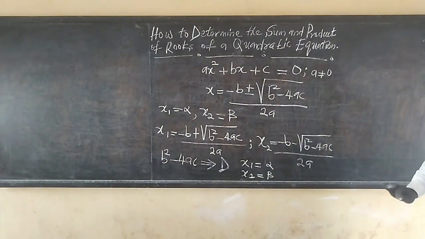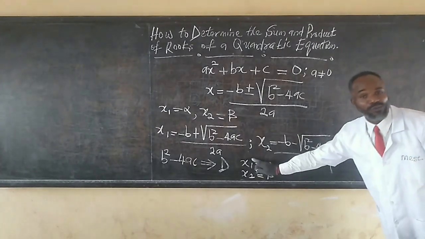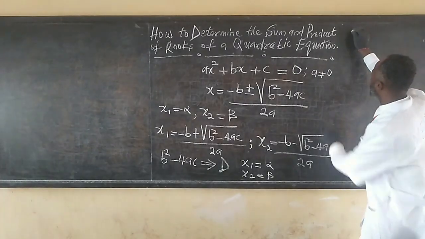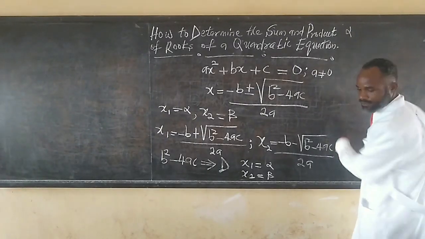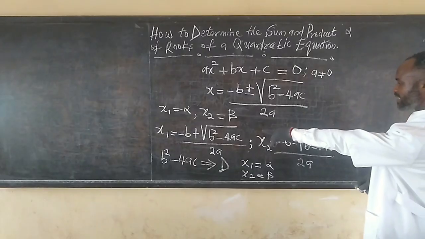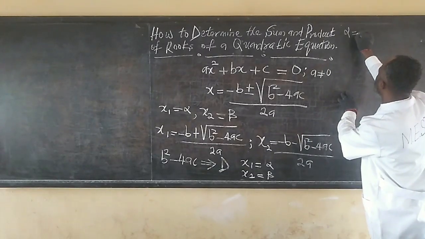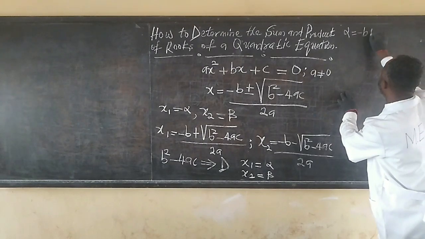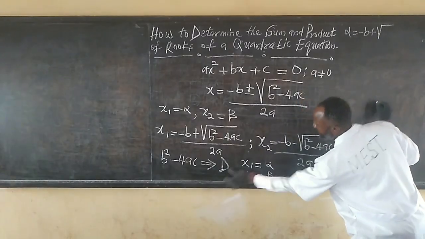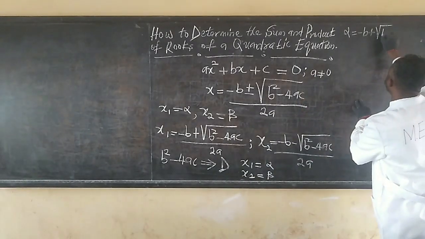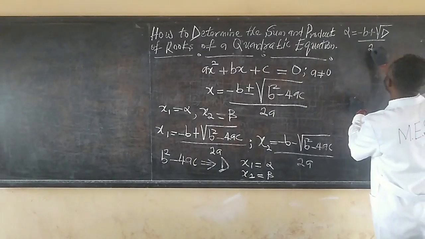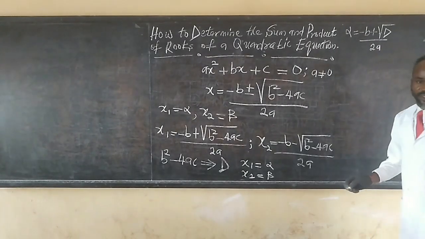Since we have decided to use alpha to represent x1, we can now say alpha is equal to minus b plus the square root. Instead of writing all this, we write D, all over 2a. That's the first thing.